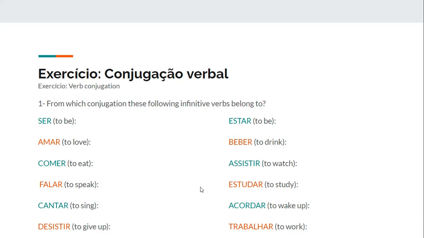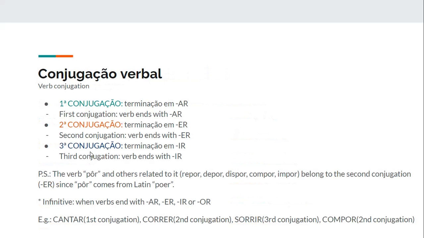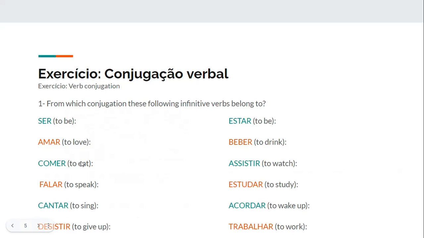Alright, so here you have an exercise, and you need to tell me from which conjugation these following infinitive verbs belong to. Are they from the first, second, or third conjugation? Maybe you should pause this video now and try to think about it, according to this rule. So ends with ar, first, ends with er, second, ends with ir, third conjugation. Alright, so maybe you would like to pause now and let me review the answer.